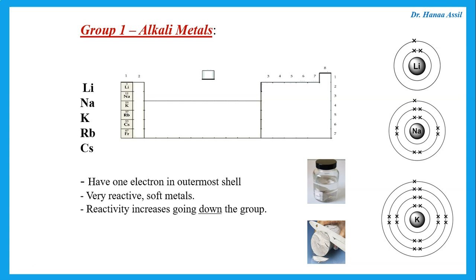and the positive nucleus. But as I go down, the number of shells increases. So potassium, for example, has less attraction force between that outer electron and the positive nucleus. So that is why potassium is more reactive. As we go down, cesium is the most reactive metal in the periodic table.